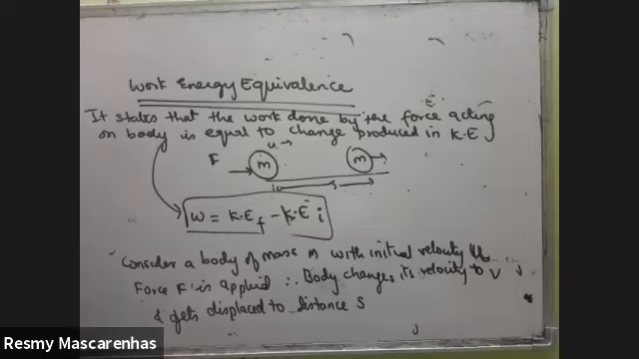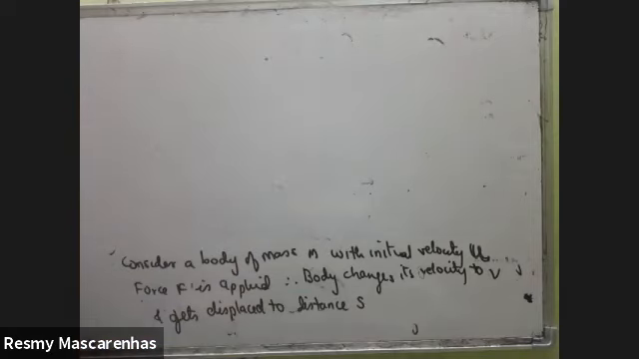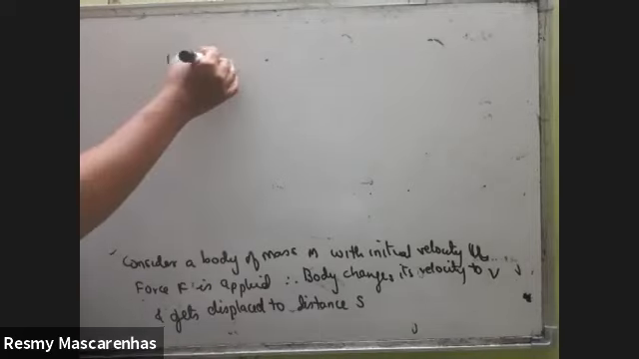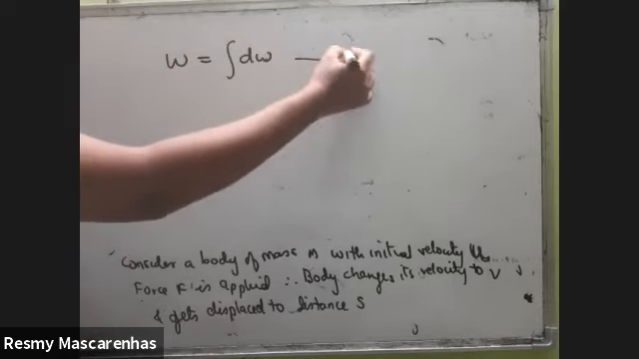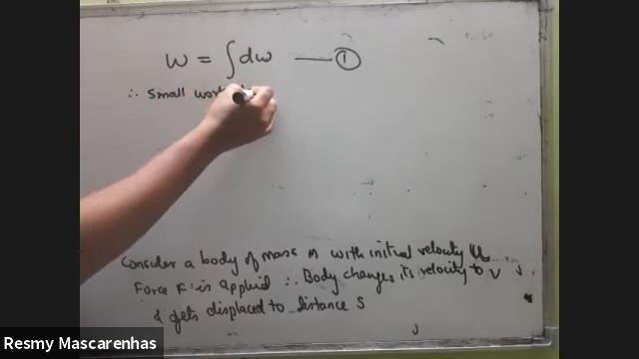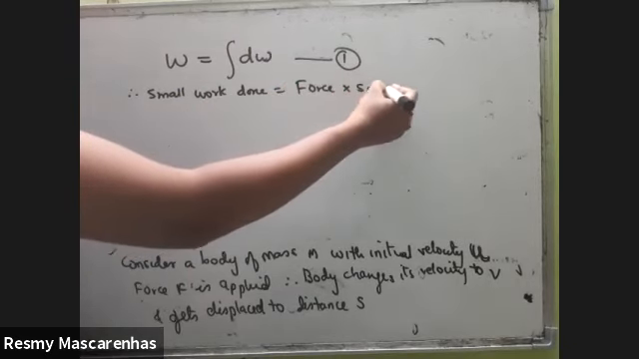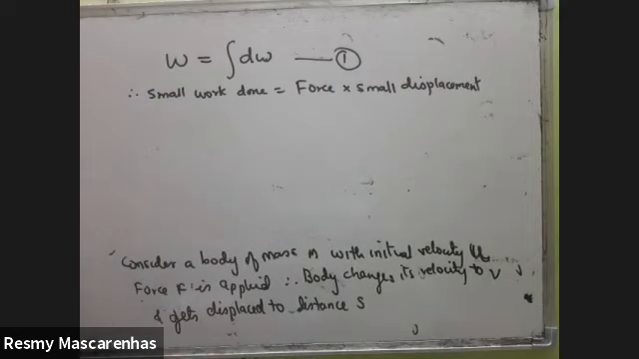Now this is not specified, it's a constant force. So we'll have to do it the normal way. What we know is work is nothing but force into displacement. This work is the total work done, the addition of all the small works. Therefore, small work done can also be written as force into displacement. Same derivation as the previous one, only now it will be from u to v.